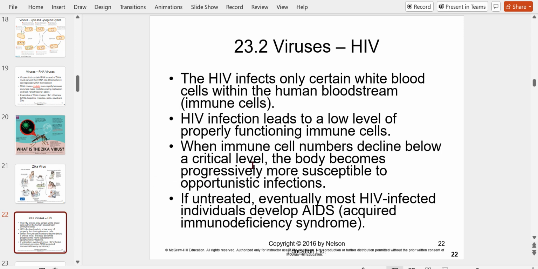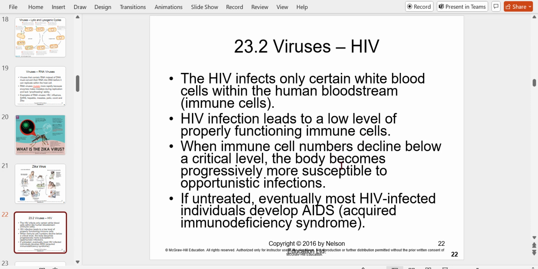HIV infects only certain white blood cells within the human bloodstream. HIV is about as evil a disease as you can find. The only cells designed to destroy HIV are the cells that HIV targets. It's horrible. HIV infection leads to a low level of properly functioning immune cells.